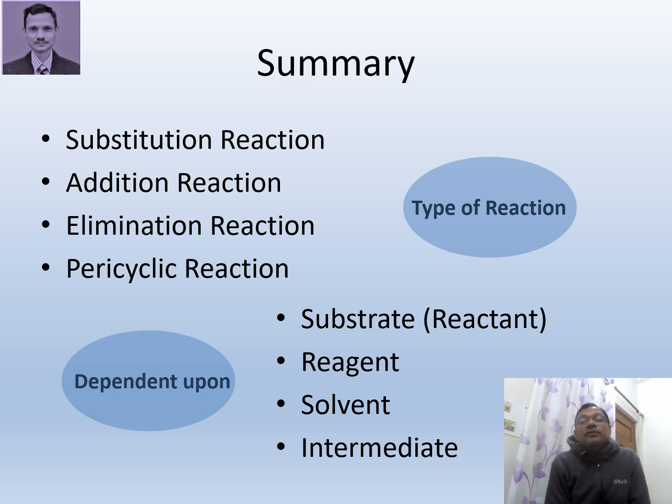So overall, we have discussed organic reactions. Though there are many organic reactions, all these reactions can be classified into 4 categories: substitution reaction, addition reaction, elimination reaction, and pericyclic reaction. And depending upon the type of attacking reagent, substrate, and the intermediate structure formed during the reaction, the rate of reaction and the yield highly depend upon these four factors: substrate, reagent, solvent, or intermediate.